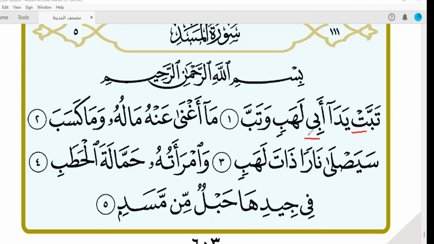Abi, there is a ya, prolong it a little bit. Lahabiyun, do the ghunna. Watab, do the strongest qalqala. Ma, count 4 counts.